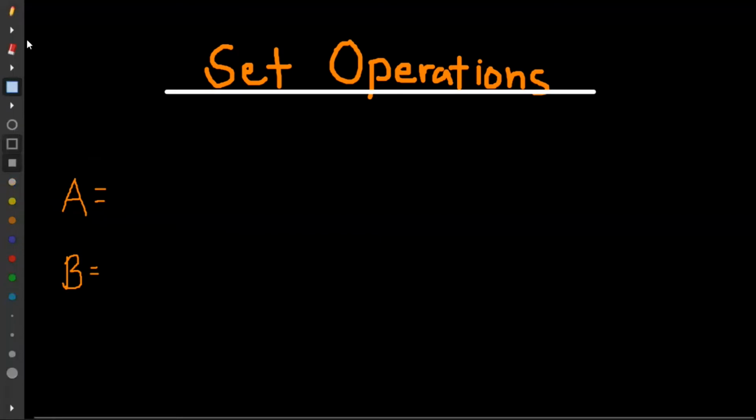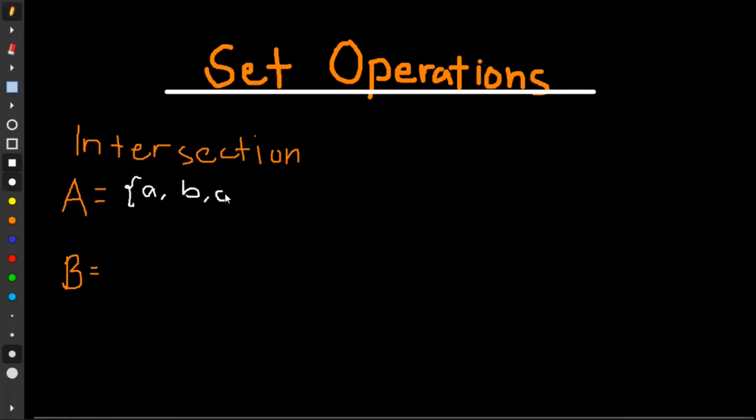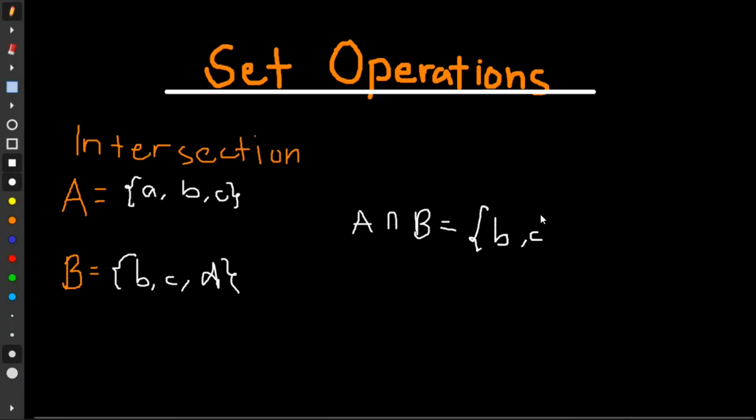So now let's go to discussing examples on intersection. For our first example, let's use letters this time. Let's say we have A, B, and C, and the set B contains B, C, and D. When we get their intersection, we simply get the common elements, which in this case are B and C. So that's simply the set containing B and C.